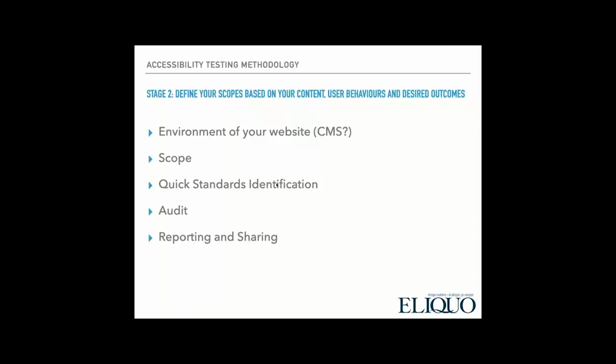Then you take a look at your videos. Do my videos have closed captions? Do my videos have a transcript? Then I ask, is my website built in a logical order? Those are all things to quickly identify to see if we're on the right path of making our content accessible.